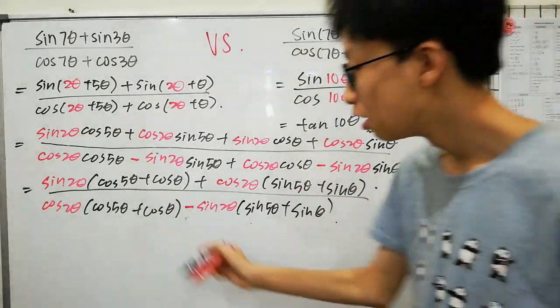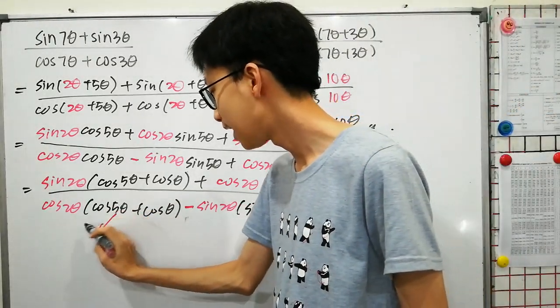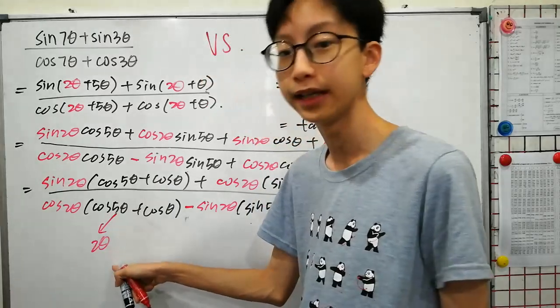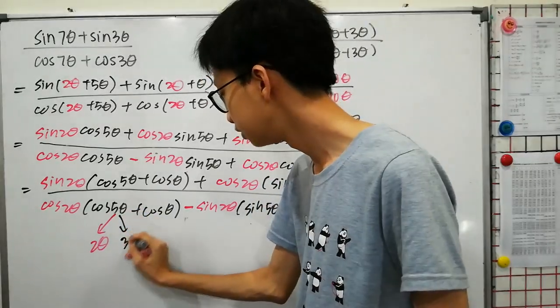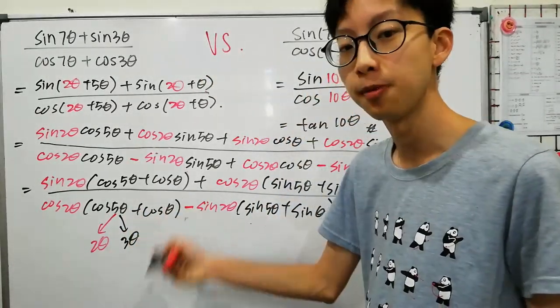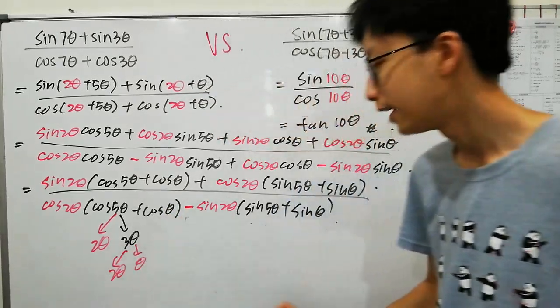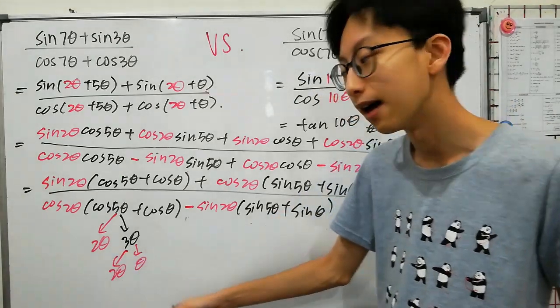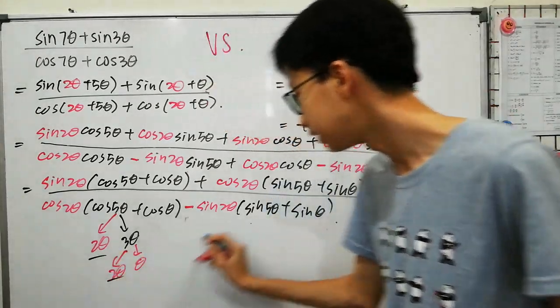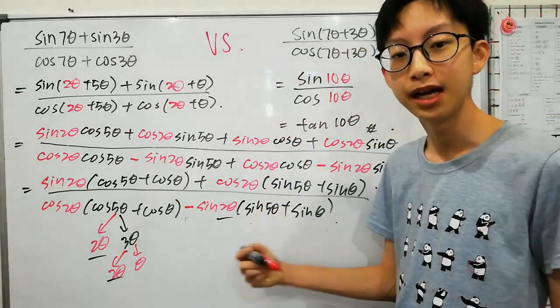To continue, you can split this 5 theta into 2 theta, which is the double angle that we want, and the remaining 3 theta. But 3 theta is not small enough, so further split into 2 theta and theta. So at the end, you will only have 2 theta and theta. Then for this 2 theta, 2 theta, and 2 theta, we can use the double angle formula.